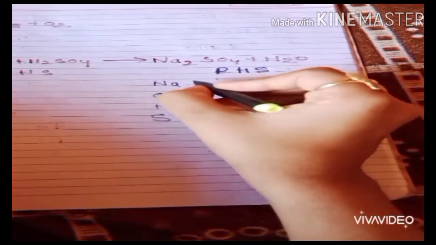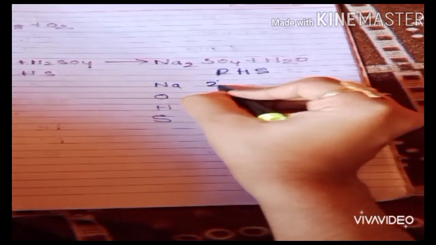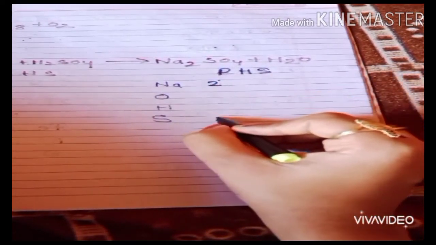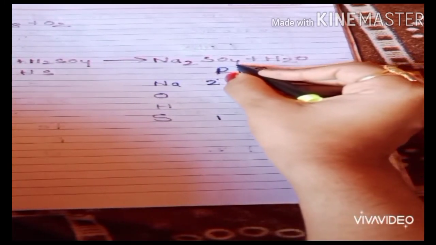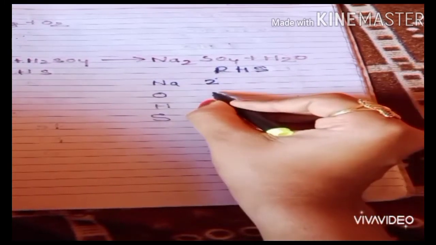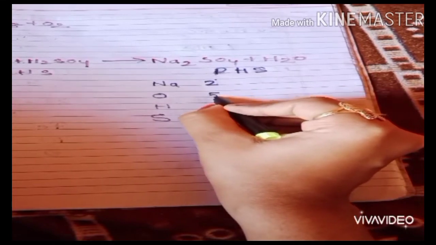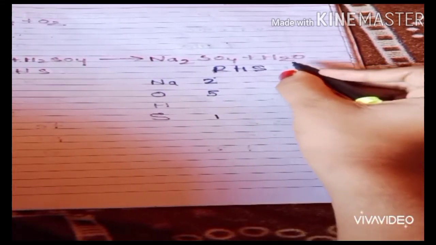Similarly on the RHS side, sodium here is 2, so you write 2 here. Sulfur is only 1, so you write 1 here. Oxygen is here 4, then 1, that is 5, so you write 5 here. And the last one is hydrogen, so you write 2 here.